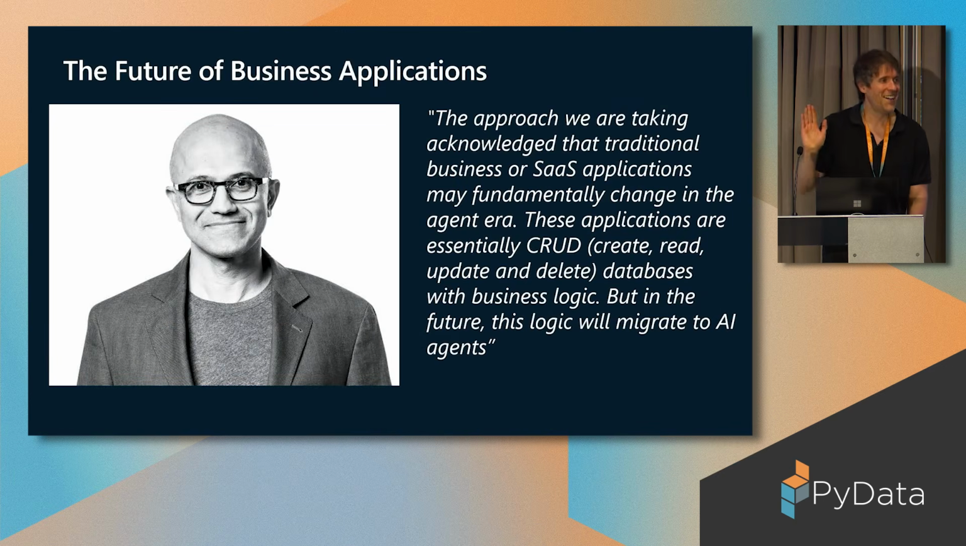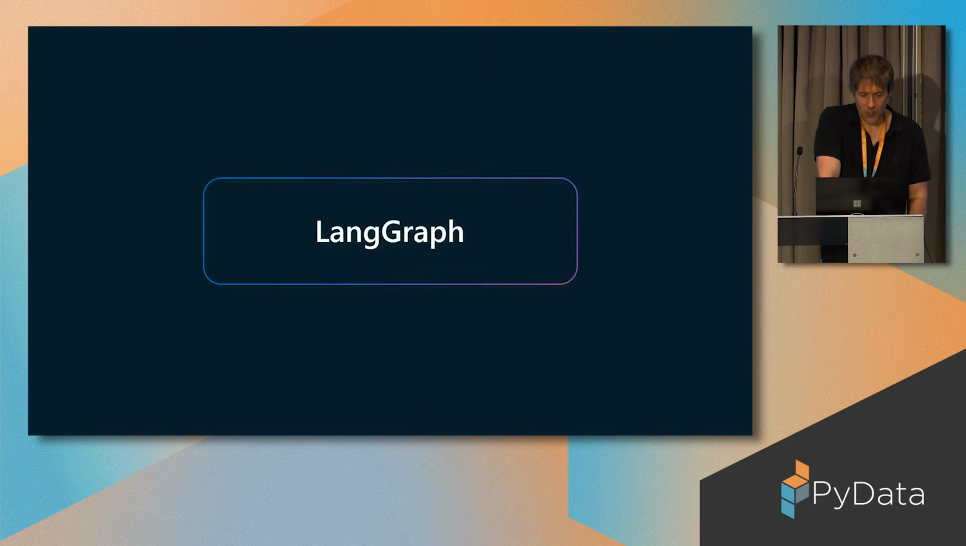Who's heard of this guy? You may have heard of Satya Nadella. He came out with this comment recently. "The approach we're taking at Microsoft acknowledged that traditional business or SaaS applications may fundamentally change in the agent era. These applications are essentially create, read, update, and delete databases with business logic. That sounds familiar. But in the future, this logic will migrate to AI agents." I think that that's true. I think that that's already happening, and maybe I won't go too much into that.